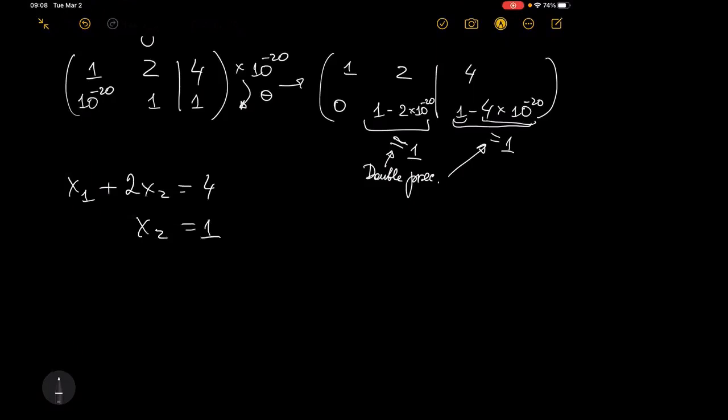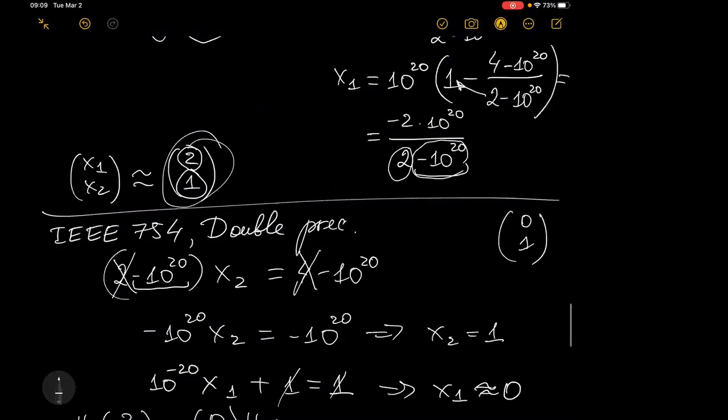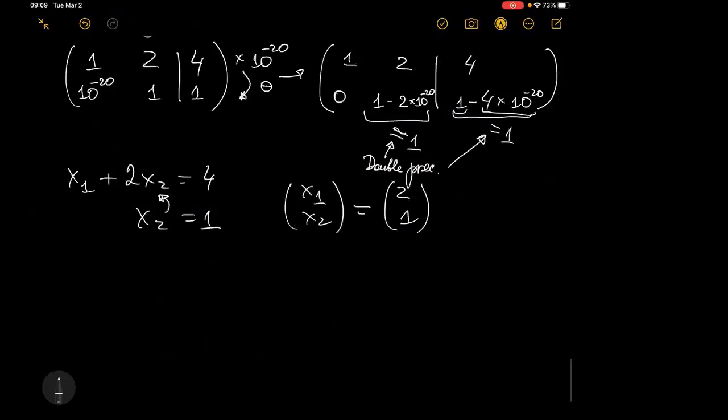So if we substitute it here, we will get that x1, x2 equals 2, 1, which is our approximate exact solution, right? So there is a difference, but it's negligible. It's negligible in double precision. So double precision cannot feel this difference. But this is not the exact answer, but the error here is very small.